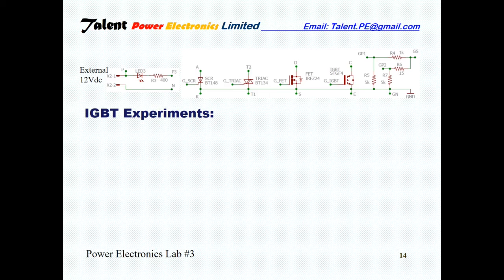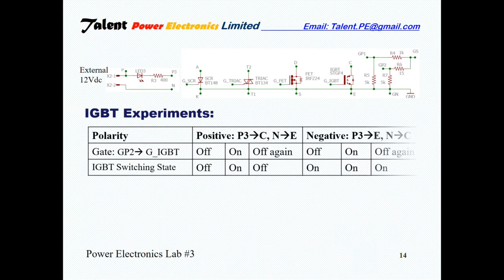IGBT experiments. For the positive polarity, connect P3 to C, connect N to E. When the gate signal is off, the IGBT is off, the LED is off. Turn on the gate, the IGBT turns on, the LED lights up. Turn off the gate again, the IGBT turns off, the LED turns off. An IGBT can be turned on and off by the gate signal.